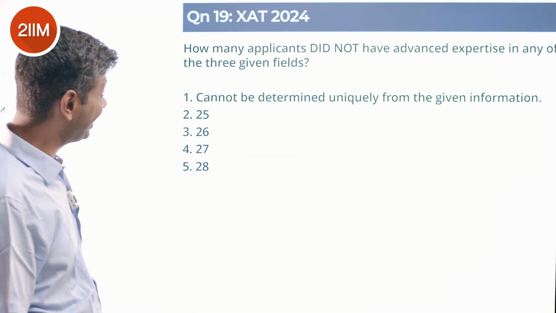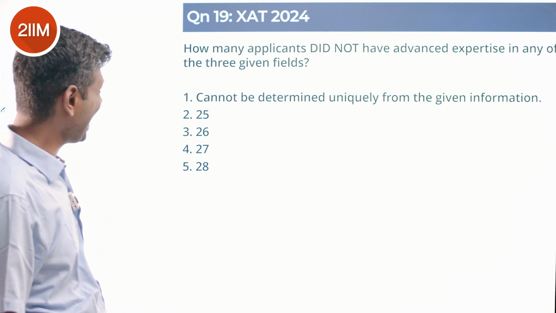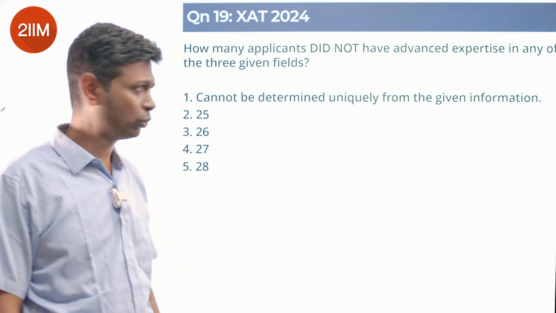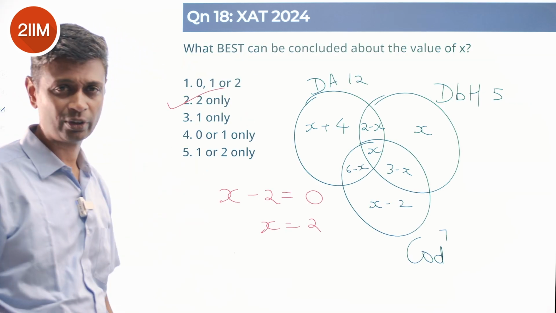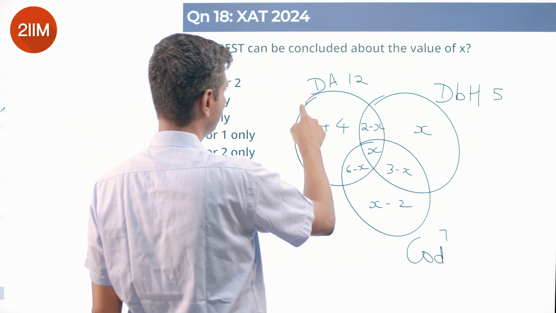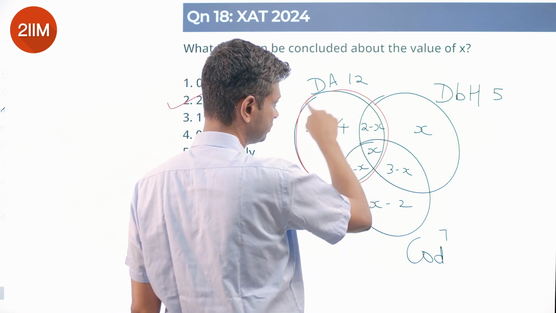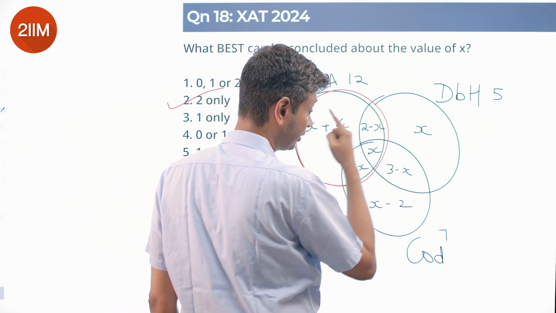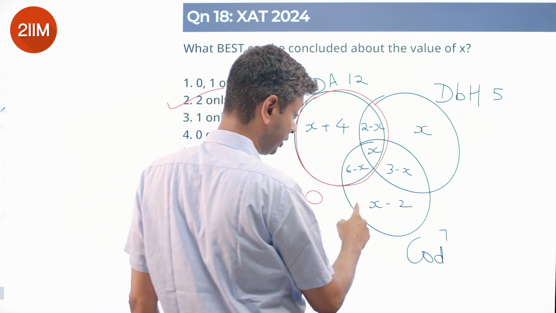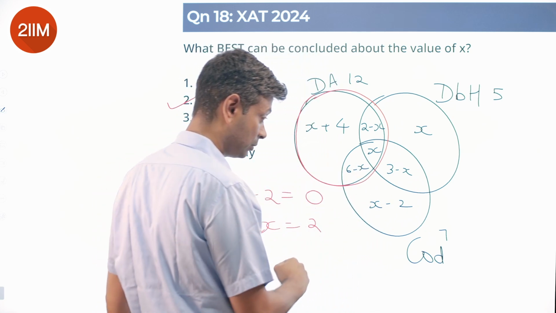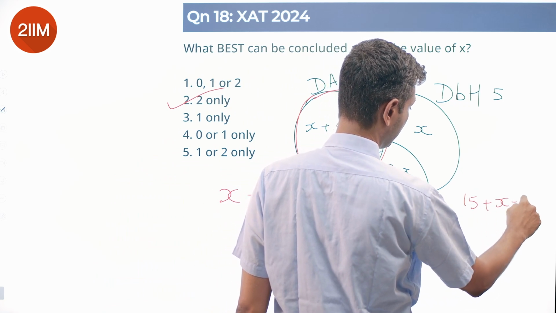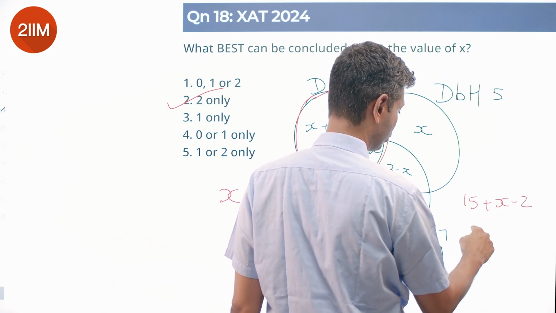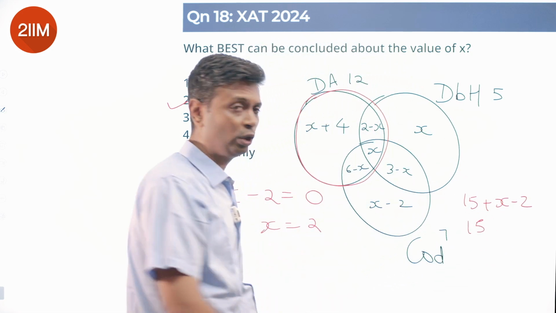How many applicants did not have advanced expertise in any of the 3 given fields? Totally there are 41 applicants. How many did not have? And so I need to add everything up. This whole bunch adds up to 12. 3 minus x plus x is 3. 12 plus 3, 15. 15 plus x minus 2. x is 2, x minus 2 is 0. This is 15. The whole union is 15.